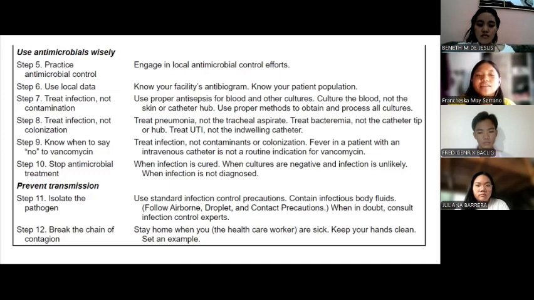Next is stop antimicrobial treatment. Stop antimicrobial treatment if tapos na yung, cured na yung infection, negative na yung cultures. Stop mo na. Kasi it's unnecessary.